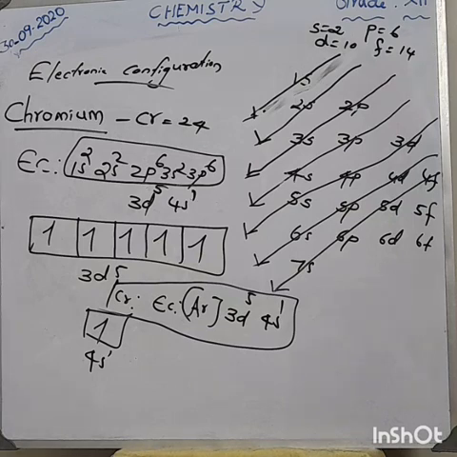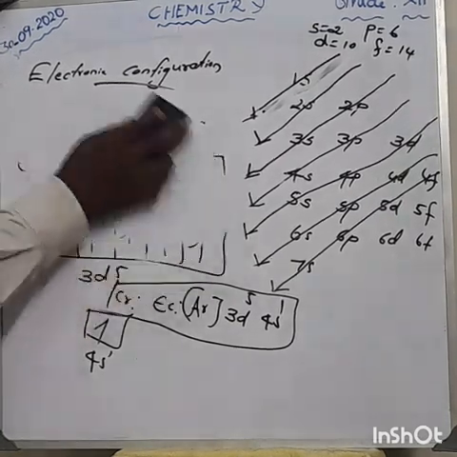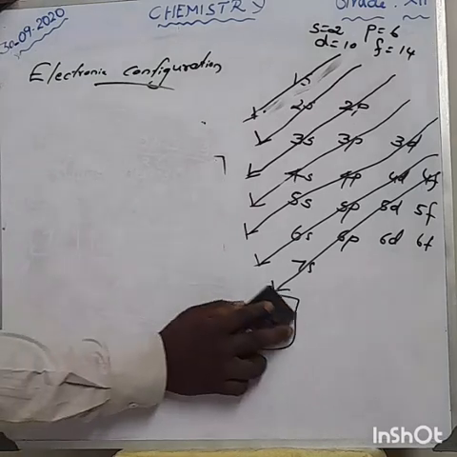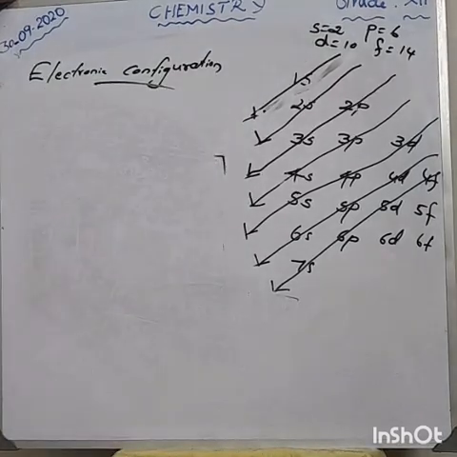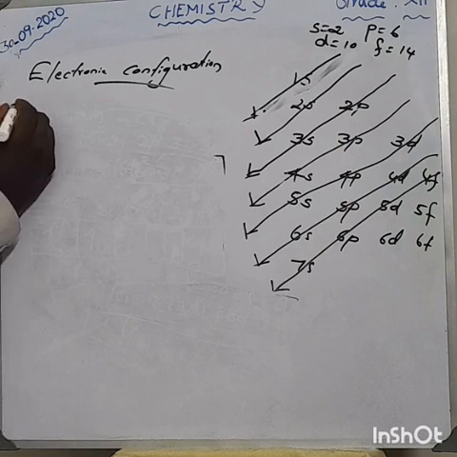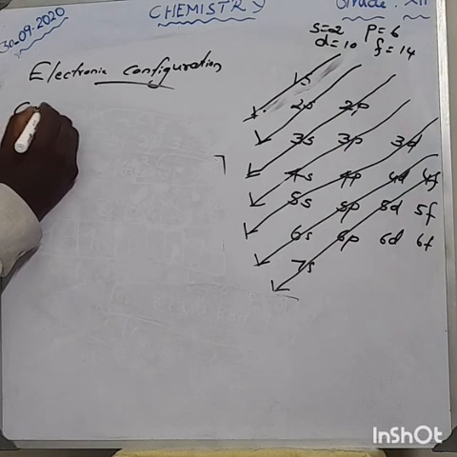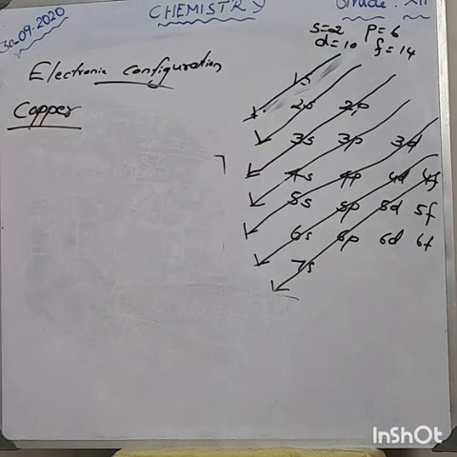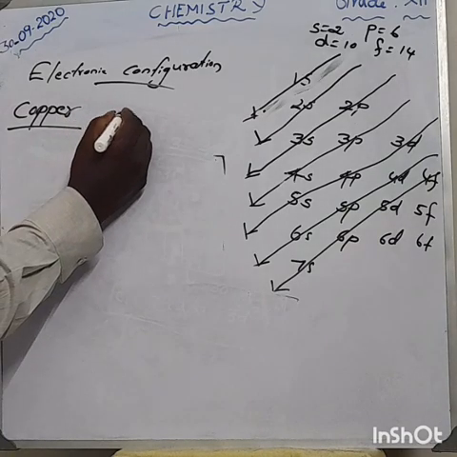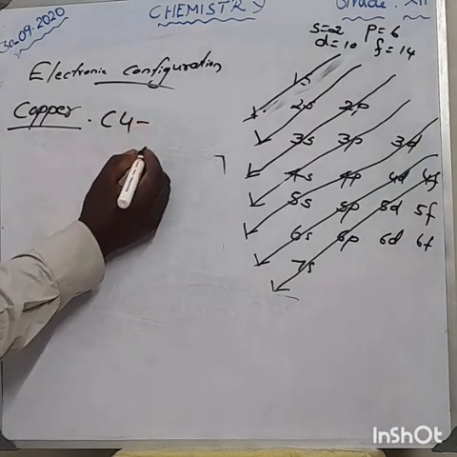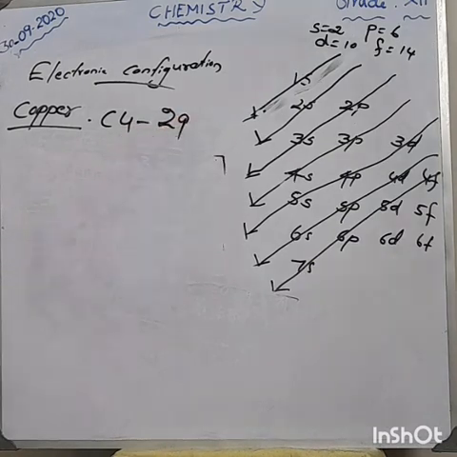Next, one more question. Write the electronic configuration of copper. What is the symbol of copper? Cu. The symbol of copper is Cu. The atomic number of copper is 29. Then how will you write the electronic configuration of copper, 29?